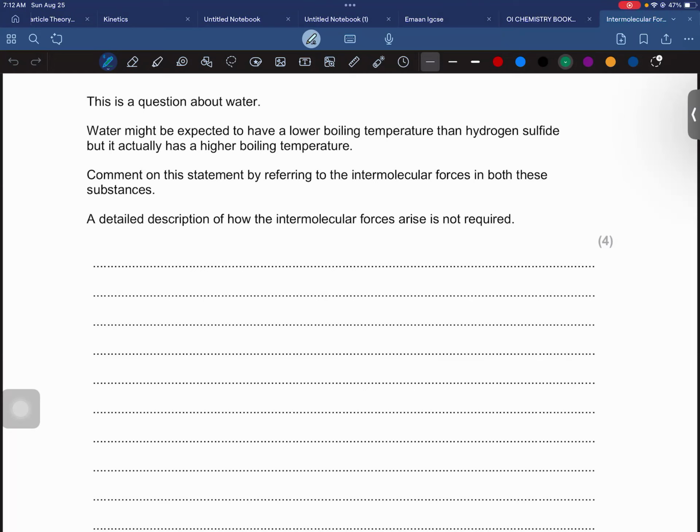This is a question about water. Water might be expected to have a lower boiling temperature than hydrogen sulfide, but it actually has a higher boiling temperature. Comment on this statement by referring to the IMF in both these substances. A detailed description of how the intermolecular forces arise is not required. So just try this question.